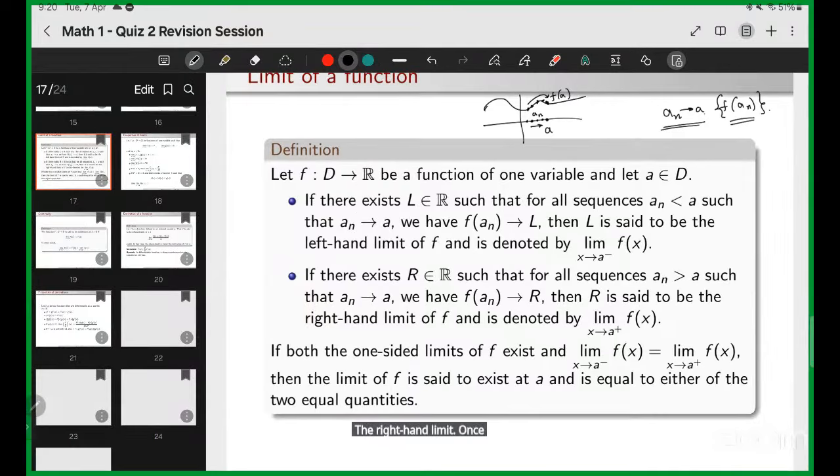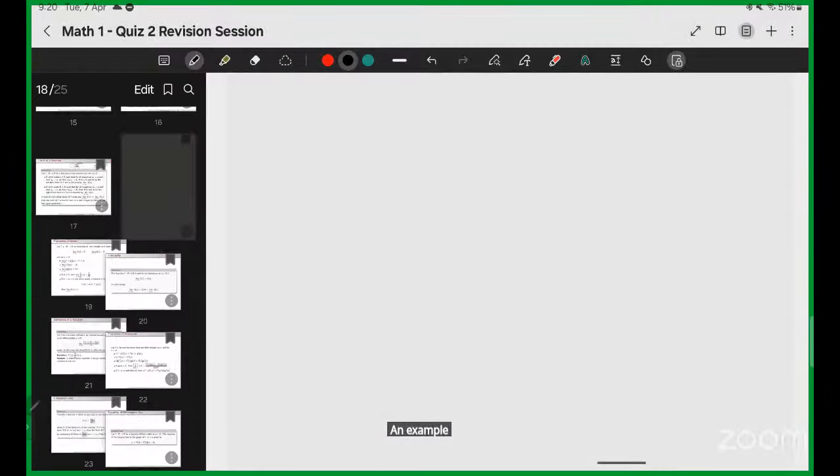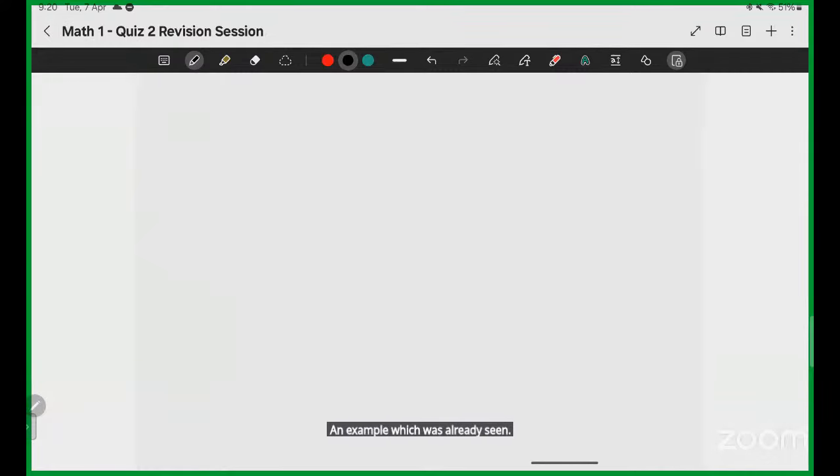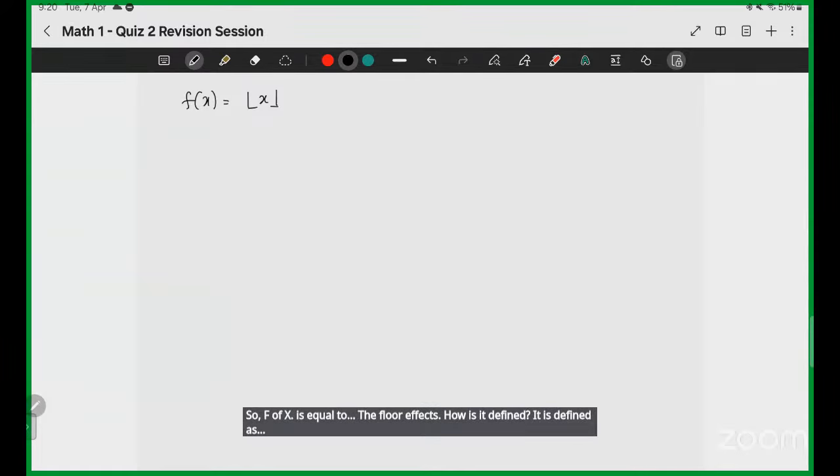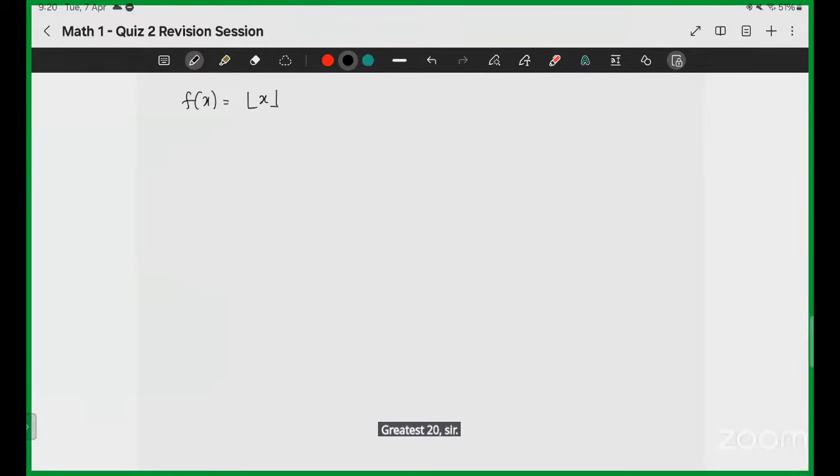Once again, it is better to work with an example which was already seen, but there's no harm in reading. So f of x is equal to the floor of x. How is it defined? It is defined as the greatest integer smaller than or equal to x. Right?